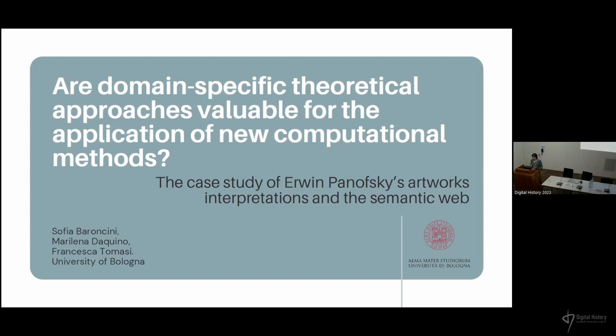As you can understand from the title, I'd like to address today the big question that is at the core also of the conference: how can domain-specific theoretical approaches be integrated in new computational methods, and how are they valuable in this new context. And I'd like to do that through the case study of the interpretations of the art historian Erwin Panofsky expressed in Semantic Web.